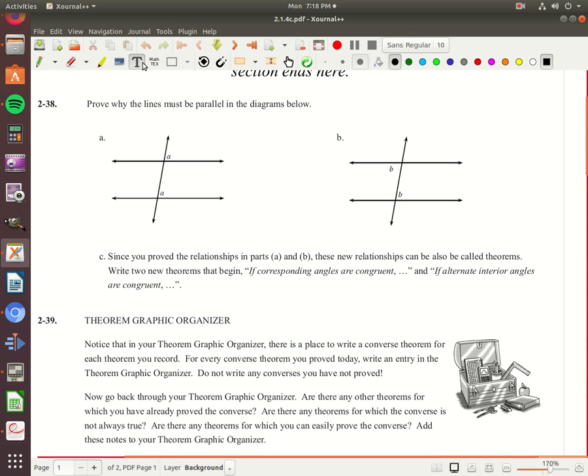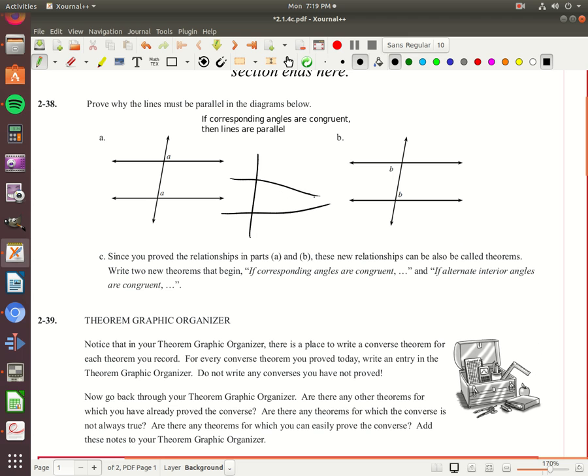And again, what we're going to do is we're going to say, hey, prove why these lines must be parallel. So if corresponding angles are congruent, then lines are parallel. So let's go ahead and we're going to prove by contradiction. We're going to say that the first part is true. These corresponding angles are congruent. But the second part is false. Right? We're going to say that these lines are not parallel.